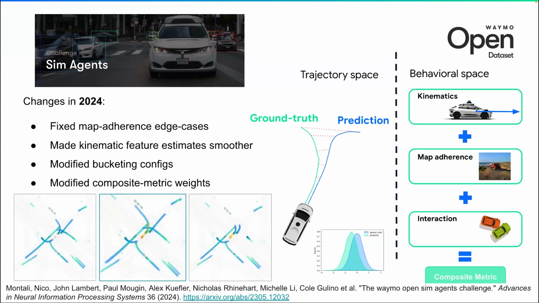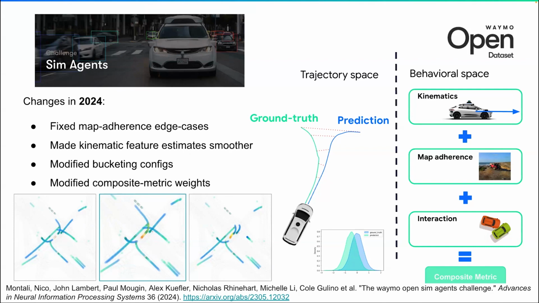Our solution is to come up with several sub-metrics that we divided into 3 categories: kinematics, map adherence, and interaction. So kinematics is just how you move, map adherence is how you move on the road, and interaction is between different types of agents and on the road itself.